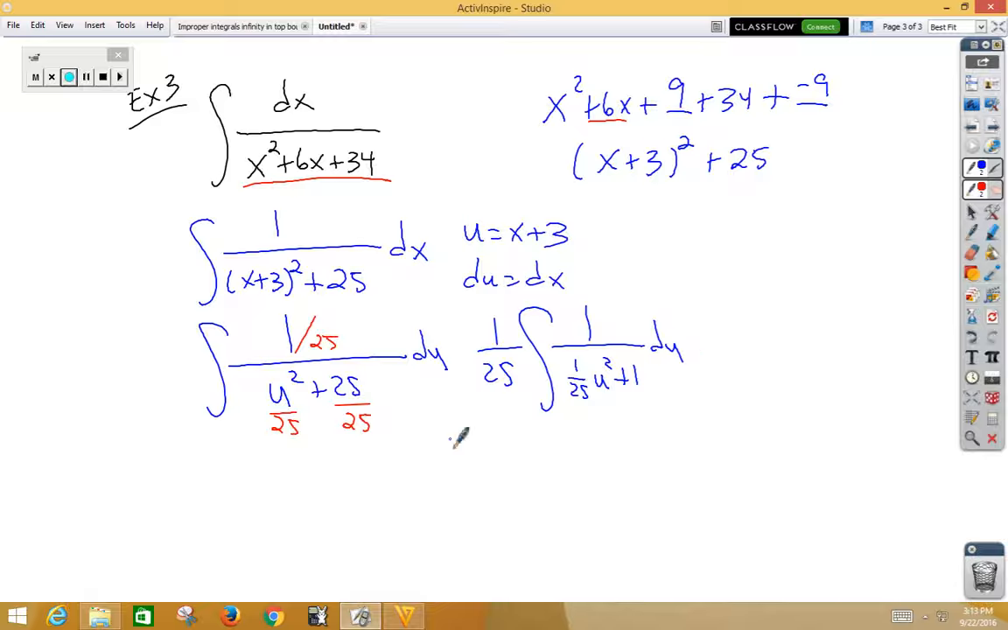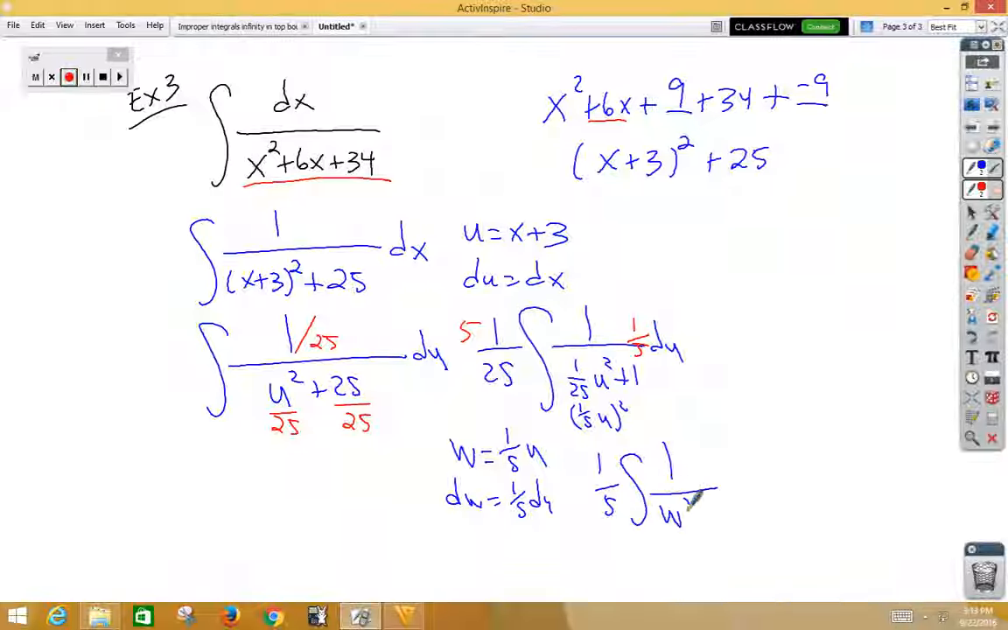Since we already used u, we're using w. What's inside is the 1/5 u. So let's take w as 1/5 u. dw is 1/5 du. To put a 1/5, I've got to multiply by 5. So now we have 1/5 on the outside, 1 over w squared plus 1 dw.